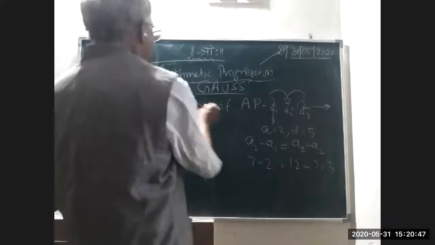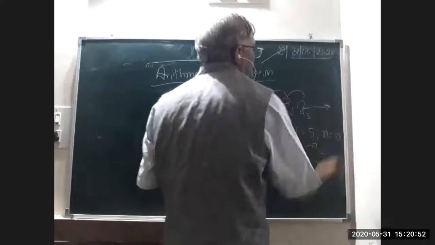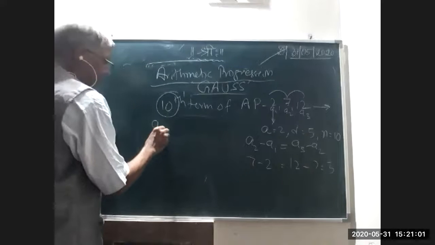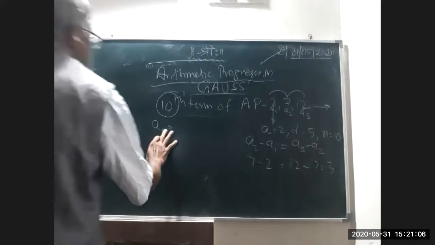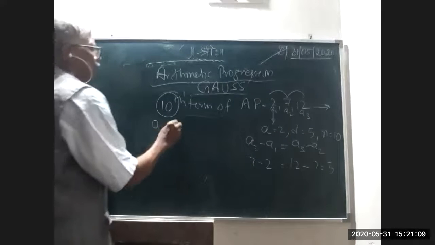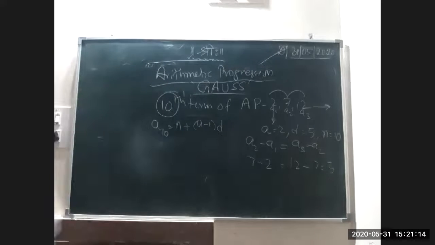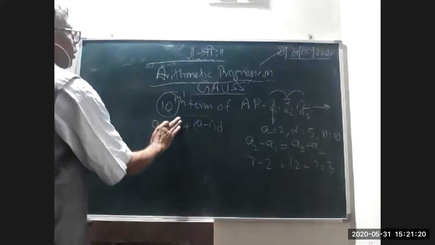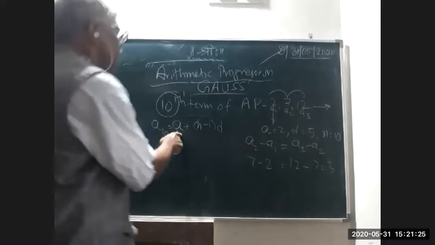Now, what do we have to find? n, that is 10. So put the data. We have a standard formula which you have been told about. The nth term, you can name it A10, will be equal to a plus (n minus 1) into d. Write down the formula please: a plus (n minus 1) into d.